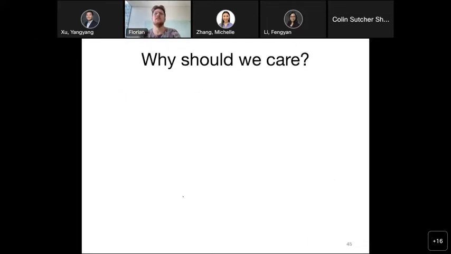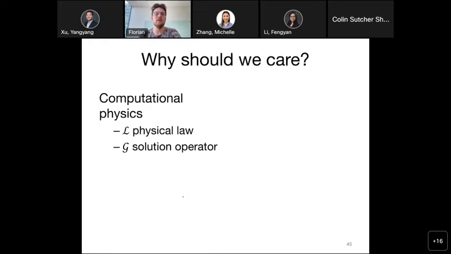And so why should you care about these objects? Well, there are some reasons in more computational physics type applications, where the physical object we're dealing with might be governed by an elliptic partial differential equation, and then G is the solution operator. So G describes how objects abiding by this PDE look like.